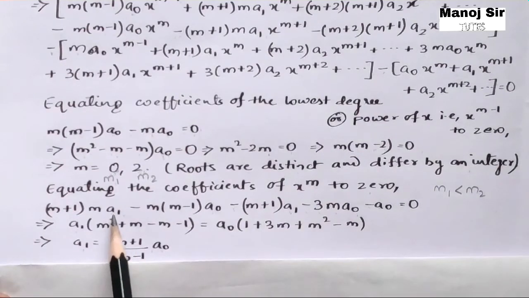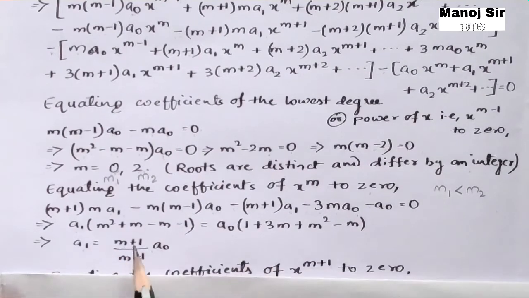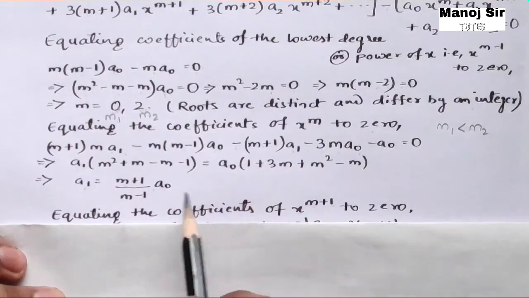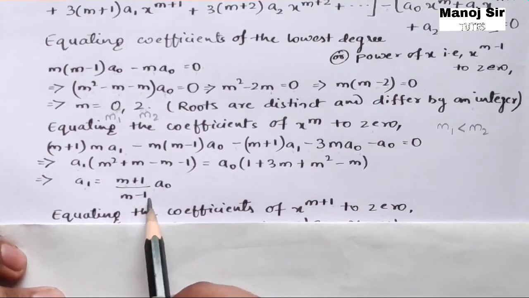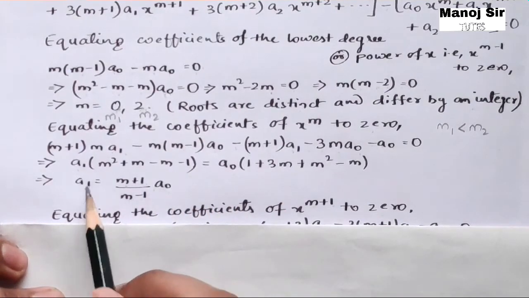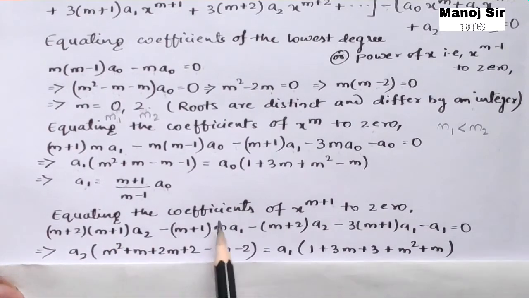Now we will take the coefficient of a1 on the left hand side and the coefficient of a naught on the right hand side. If you solve this part, you will get one relation, that is a1 equals (m plus 1) upon (m minus 1) into a naught. Here we get a1 in terms of a naught.